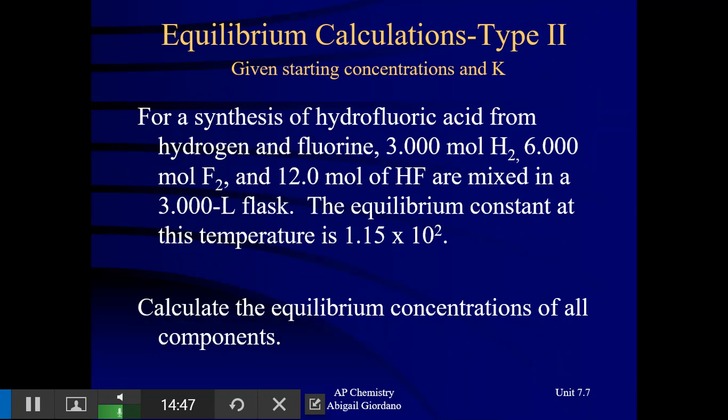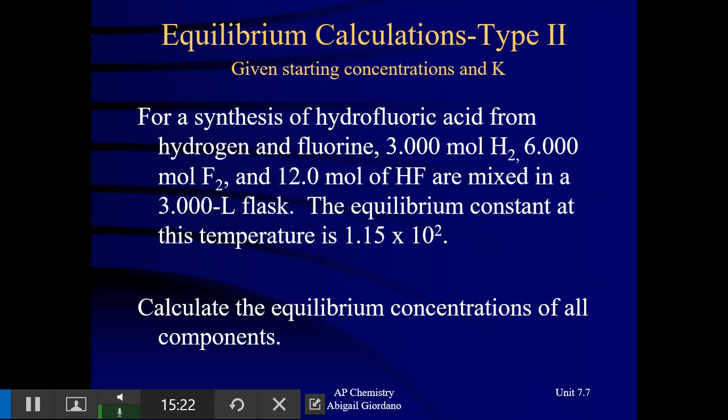So let's look at another problem. This is what I call type 2, which we're going to set up in the same way. You're just going to see that our unknown is going to be slightly in a different place. Okay, so this one says, for a synthesis of hydrofluoric acid from hydrogen and fluorine, 3 moles of hydrogen, 6 moles of fluorine, 12 moles of HF are mixed in a 3-liter flask. The equilibrium constant at this temperature is 115.